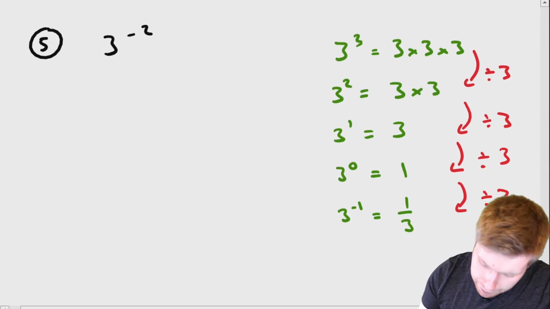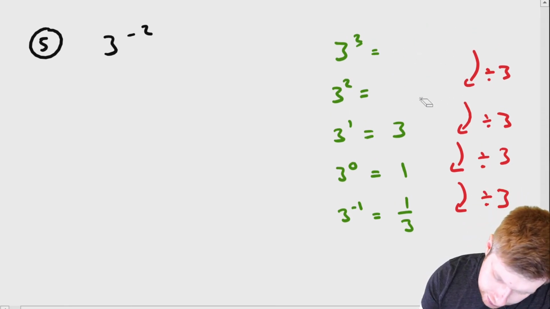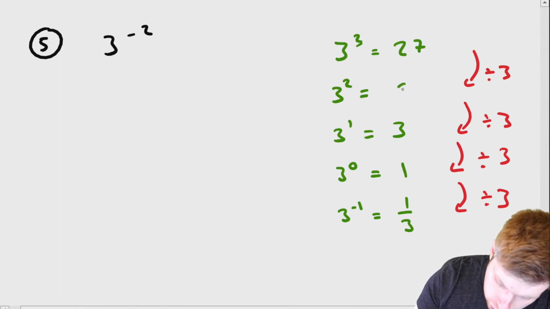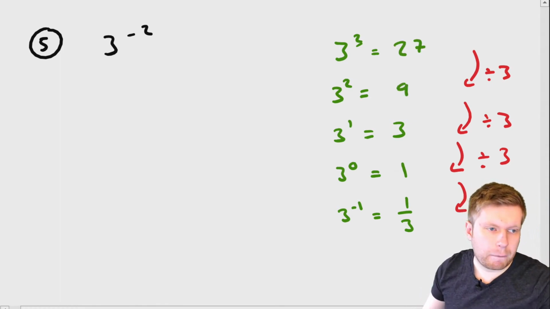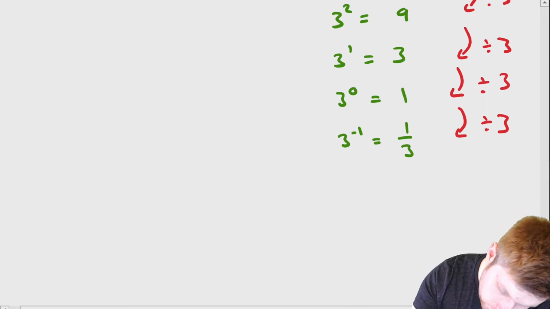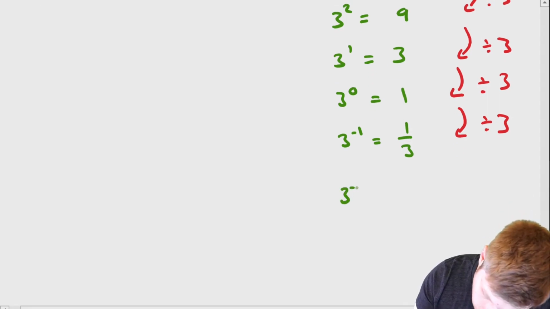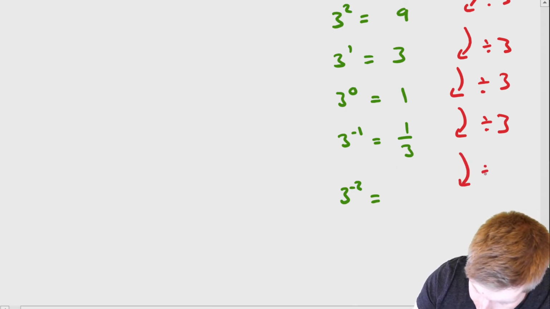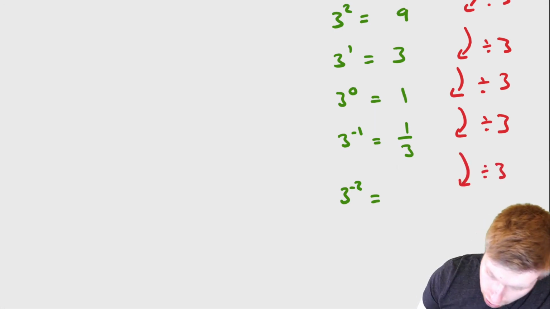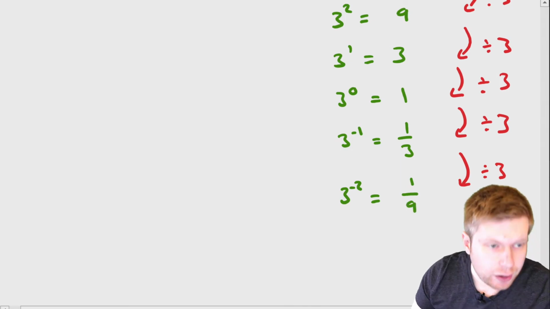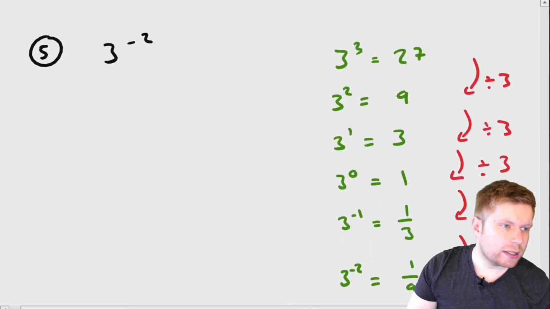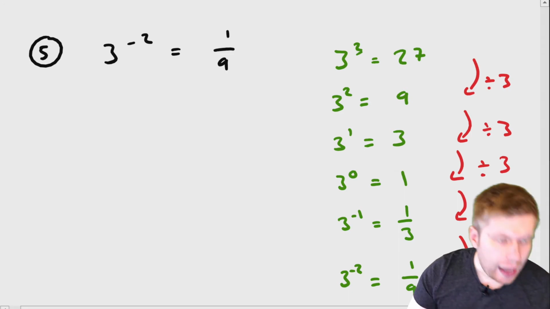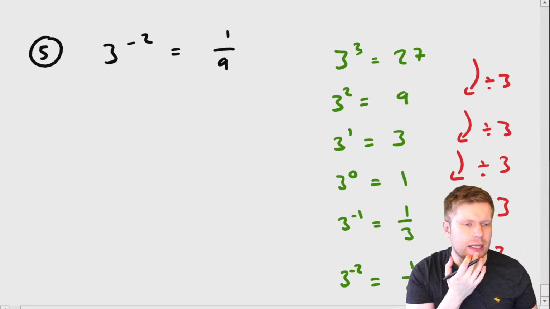In actual fact, let me rewrite these top two. 3 to the power of 3 is going to be 27. 3 to the power of 2 is going to be 9. It might be easier to spot it that way. Now, if I do 3 to the power of negative 2, which is the one that I want, I take the previous one and divide it by another 3. So 1/3 divided by 3 gives me a 9th. So this thing here should be 1/9. Now, how did I know it was a 9th?